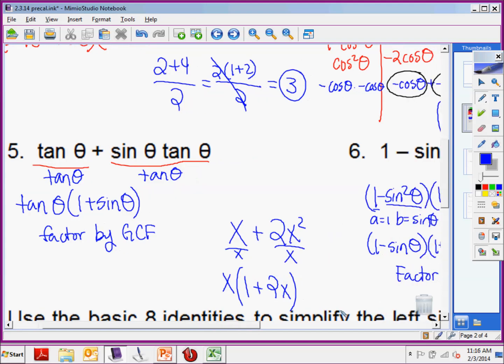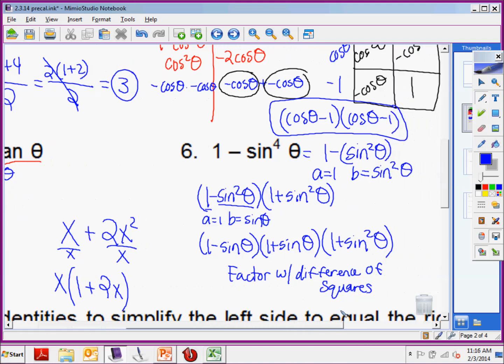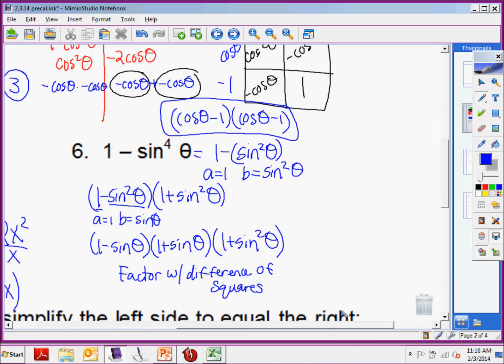All right, 6. 6 is a little different, and I went ahead and worked it out for you. On 6, what this is telling you is that instead of just 1 minus sine to the 4th, this is actually 1 minus sine squared theta squared.